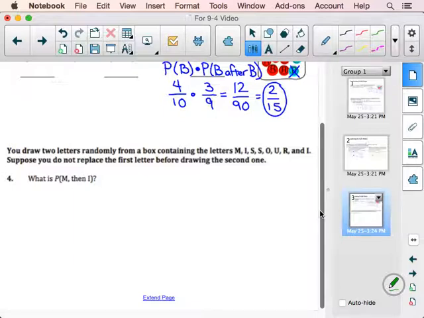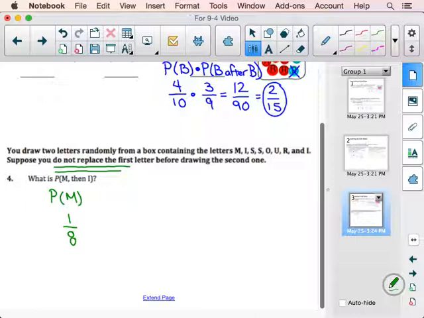You draw 2 letters randomly from a box containing the letters in the word Missouri. Suppose you do not replace the first letter before drawing the second one. So this is key. You do not replace. We're going to find the probability of getting an M on our first pick. If you look at the word Missouri, there are 8 letters in there. One of them is an M. So on our first pick, we have a 1 in 8 chance of getting that M that we wanted.